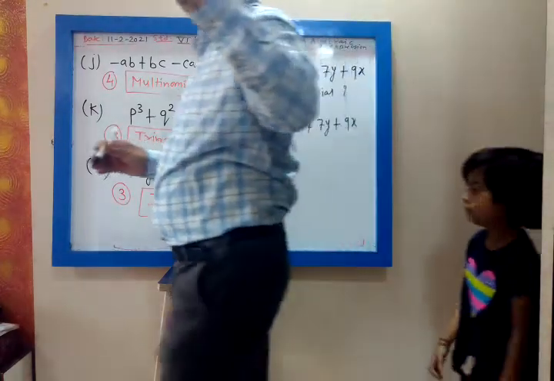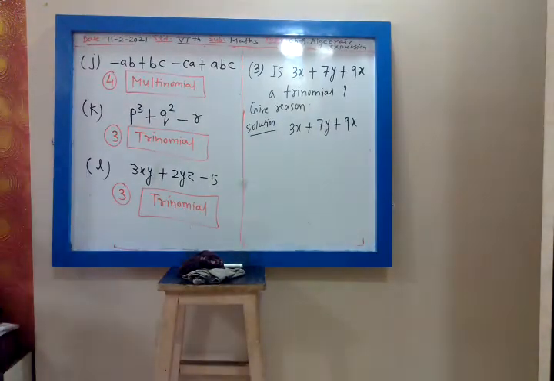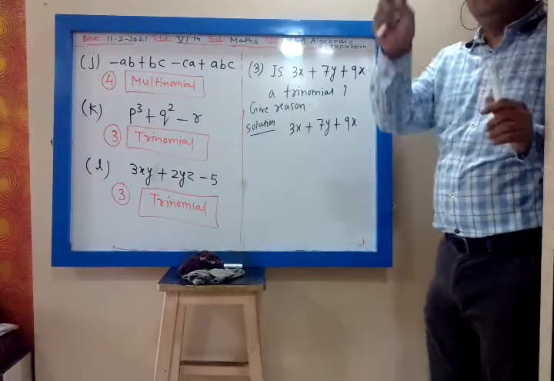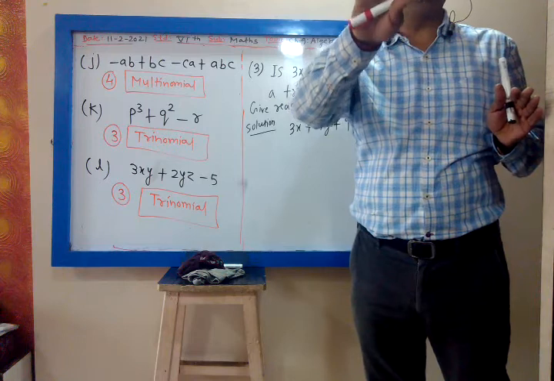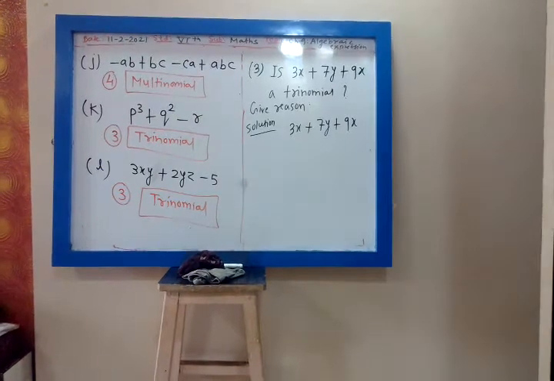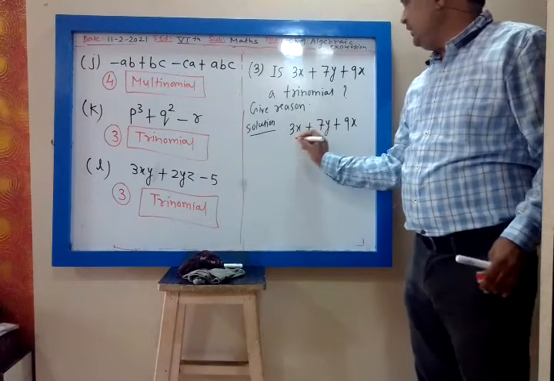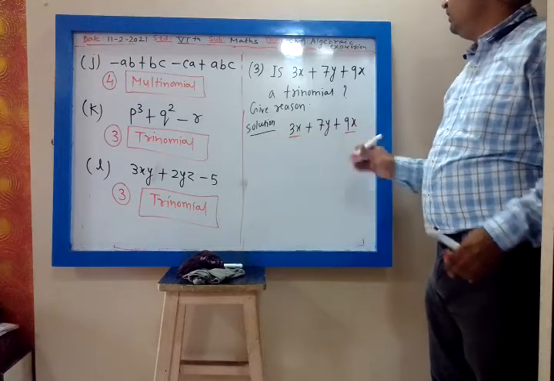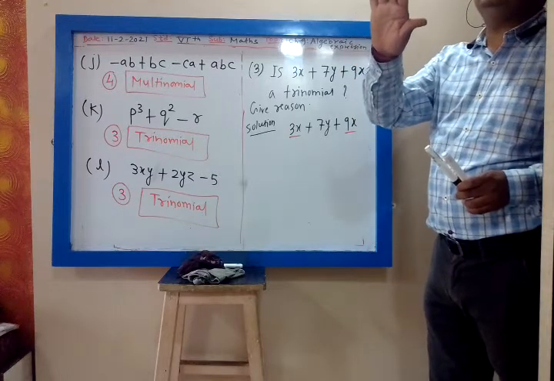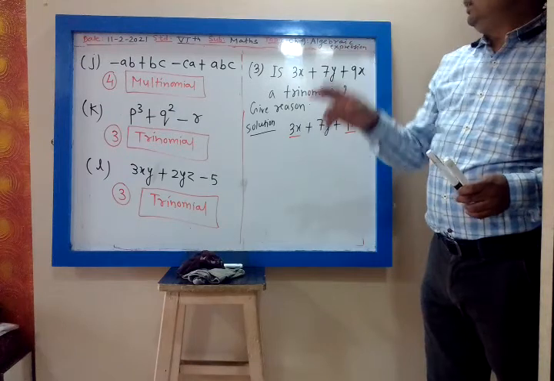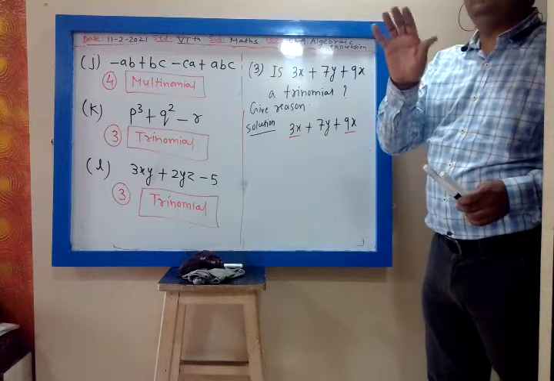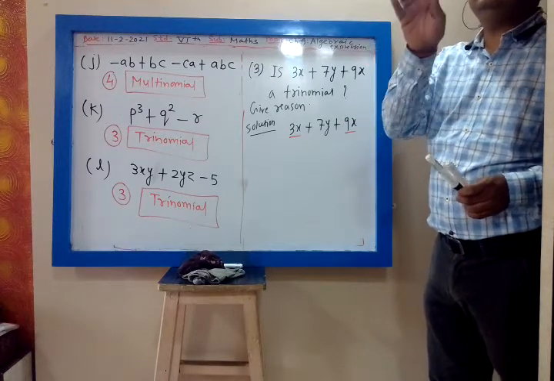No, my dear, they are not a trinomial, because see this. For a trinomial, there should be 3 different terms. But see the variable: 3x and 9x are the same variable. What is the power of x? 1. So whenever they have the same variable, I can add them.